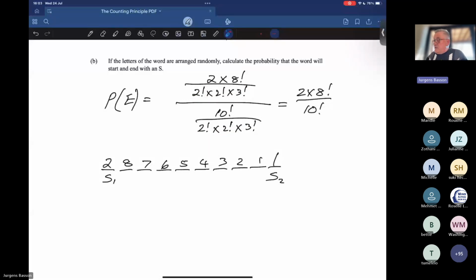Otherwise, this one would have been 2 factorial times 3 factorial over this one. It's still possible to work it out. It will still work, because you can see this 2 and this 2 factorial basically will cancel and give you that. Because the moment I treat them as the same, I will not have that 2. I will only have 8 factorial, and this 2 factorial will not be there.